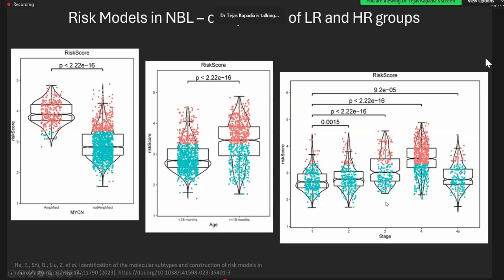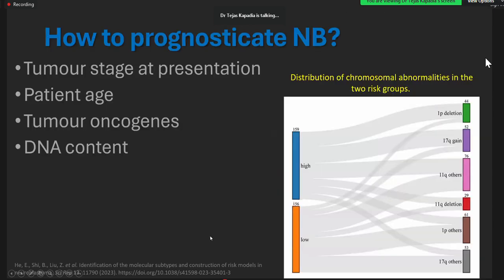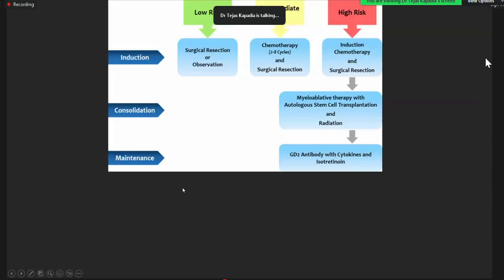And this is based on the surgical staging. Okay. So there are other chromosomal aberrations to look at, so we can skip this bit. So the treatment part is based on the risk group, low risk, intermediate, or high risk.